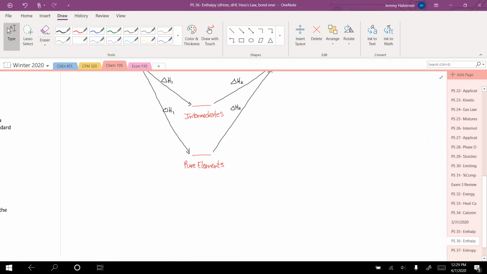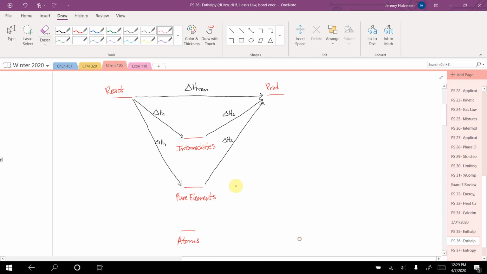The third path is, instead of breaking into intermediate molecules or into pure elements, we're going to break into atoms. We're going to break apart everything. In other words, O2 is a pure element in its standard state. O is an atom. So we're going to break it down even further.